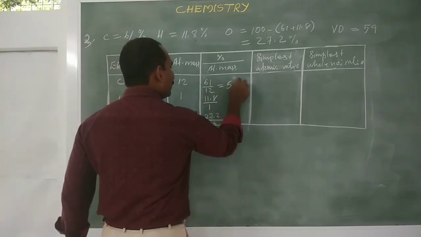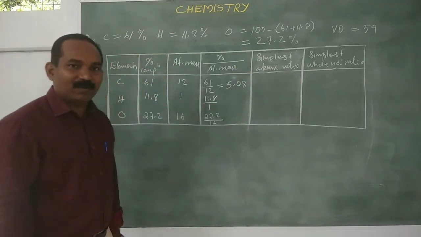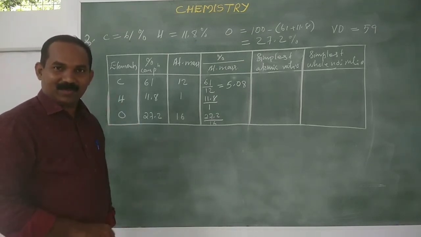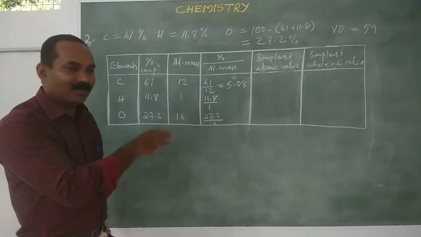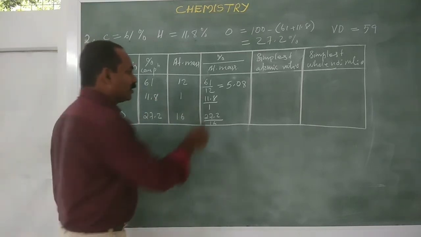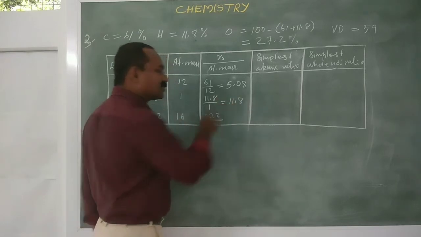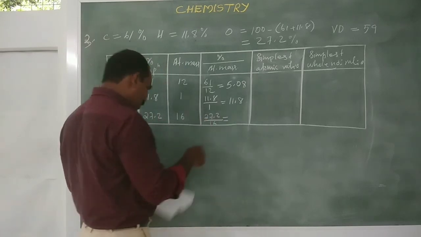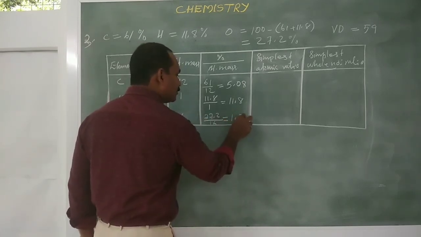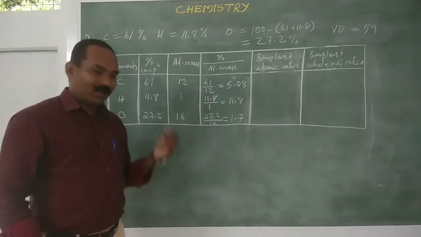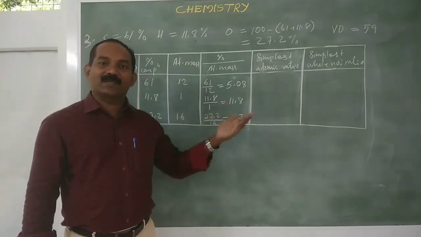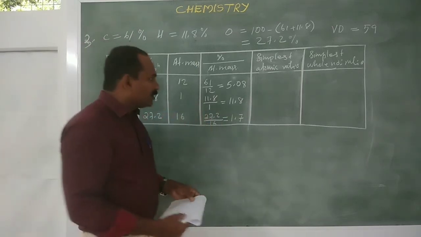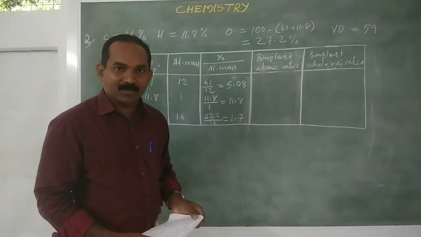It is 5.08. 61 divided by 12, 12 into 5 is 60, then you divide the value, you will get 5.08. It is 11.8 itself, 11.8 by 1. How much is this? This is 1.7. Maybe the value is 1.69 something, I round off to 1.7. Then to get a simple atomic ratio, what do we have to do?